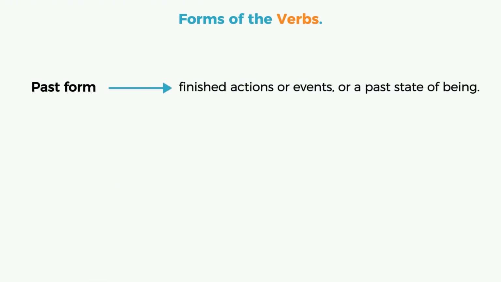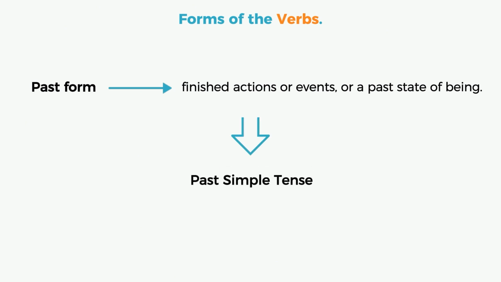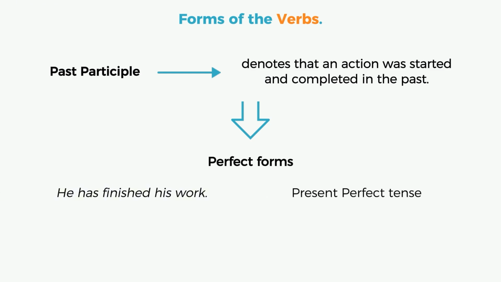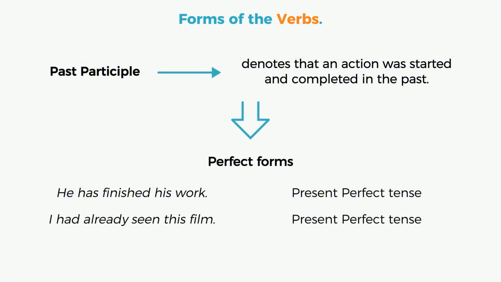Past form refers to finished actions or events, or a past state of being, and is used in past simple. For example, he lived in Dublin. He knew about it. Past participle denotes that an action was started and completed in the past. The past participle is used in perfect forms. For example, he has finished his work, present perfect tense. I had already seen this film, past perfect tense. Have you noticed that some verbs form the past and past participle by adding ed/d, but some verbs don't?